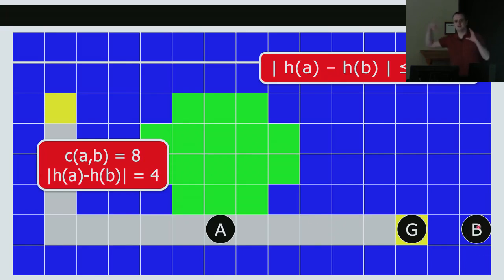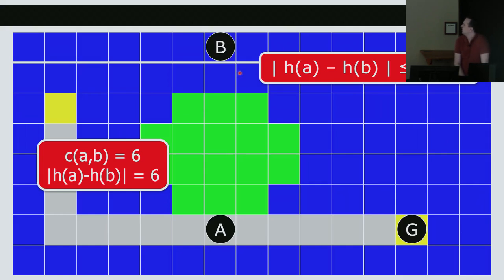If we have B on the other side, this is actually the best case for this inequality, because the difference between A and B is maximized, but the difference between their heuristics is actually pretty small, right? So the cost to go to B is 8. It's very far away, but B is actually pretty close to the goal. And sort of the worst case that we could think of is when B has to go in this sort of staircase pattern to get to the goal.